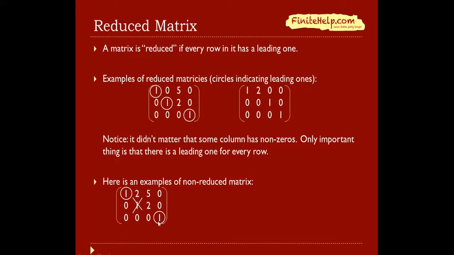So here's an example of a non-reduced matrix. Here you can see row 1 and row 3 have a leading one, but row 2 doesn't, because this one does not qualify to be a leading one because it does not lie in a column full of zeros, because this 2 is here.